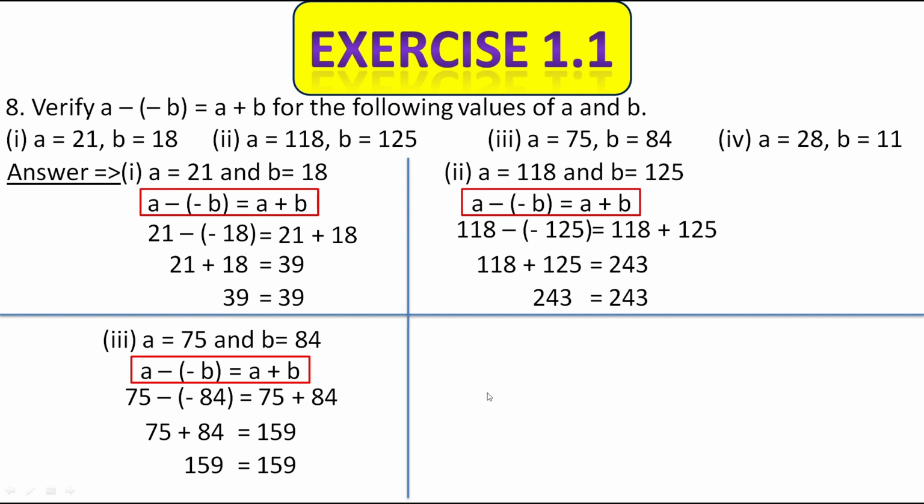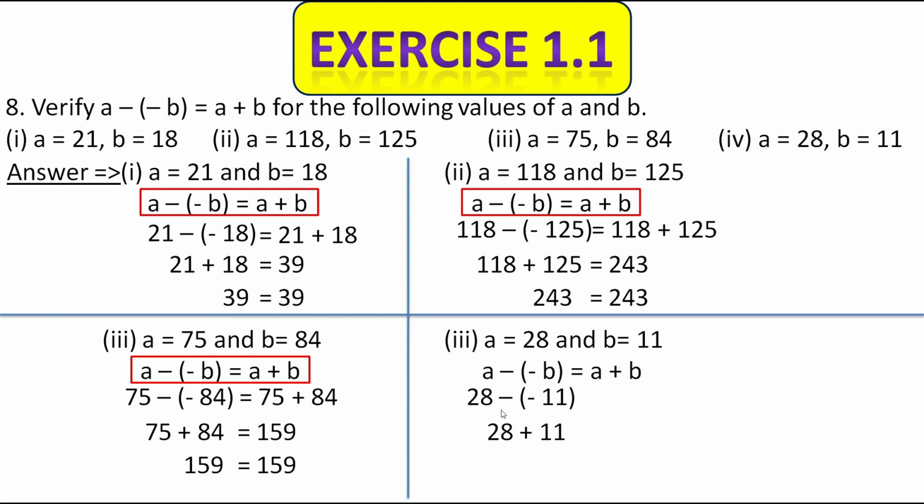Now in this equation again we have to write the numbers. Again as a minus sign is there in between, we will change the sign of the digit. So we are getting the answer as 39. Let's put these values here. Again we will get the same answer. So this equation is verified for each and every value of a and b.